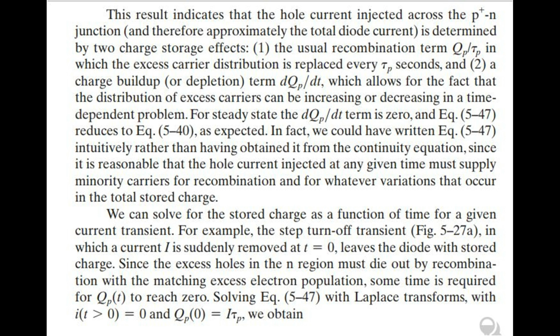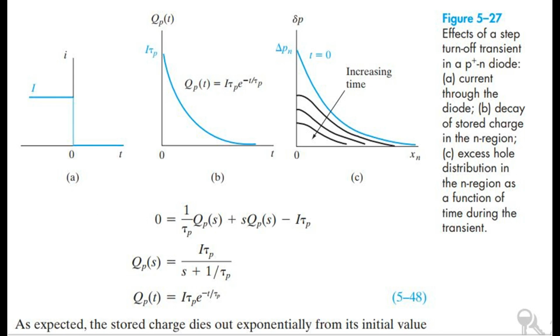Figure 5.27, effects of a step turn-off transient in a p+n diode. A, current through the diode. B, decay of stored charge in the n region. C, excess hole distribution in the n region as a function of time during the transient. As expected, the stored charge dies out exponentially from its initial value IτP with a time constant equal to the hole lifetime in the n material.